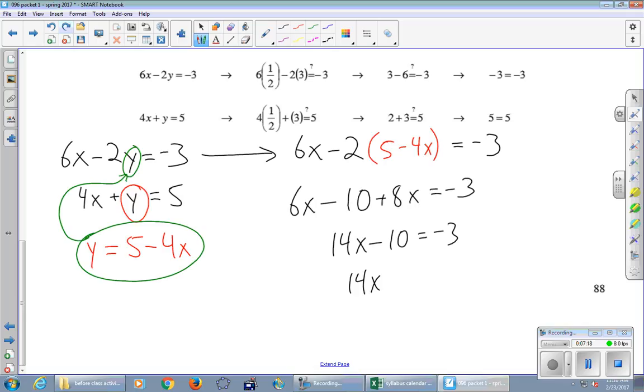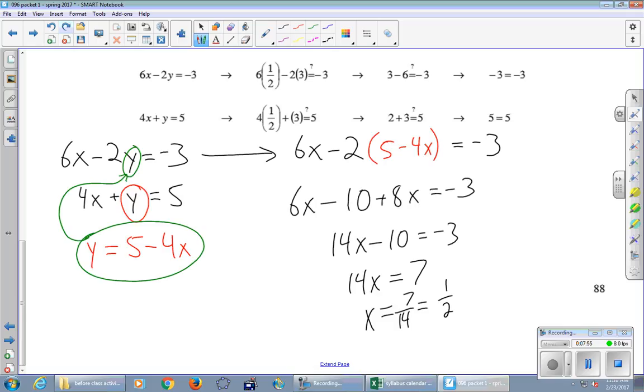Okay, so we combine the like terms. 14x minus 10 equals -3. I add the 10 to both sides. Add 10 here gives 7. And then we divide both sides by 14. 7/14 is fine, but we want to reduce our fractions always. 1/2. Okay, this is most of the credit for this problem, but it's not completely done.